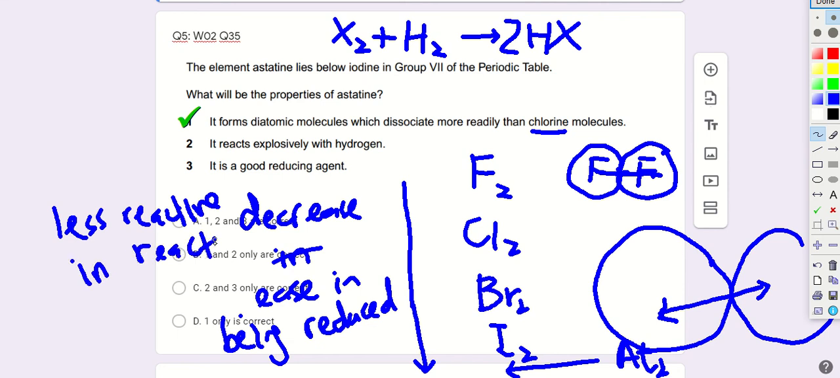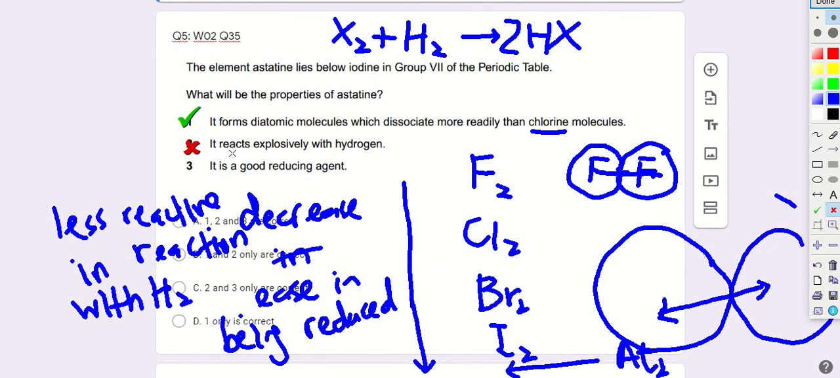In reaction with hydrogen, it won't react explosively, because even if we compare fluorine and bromine, bromine is already reacting less vigorously compared to fluorine. So, need not mention astatine, which is below iodine. It will be the least reactive one among all these halogens. So number 2 is not correct.